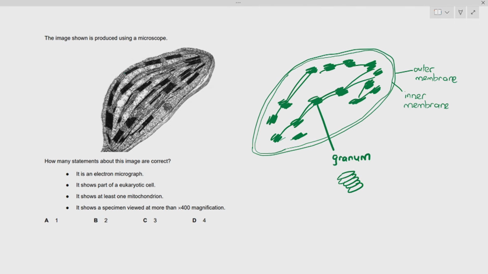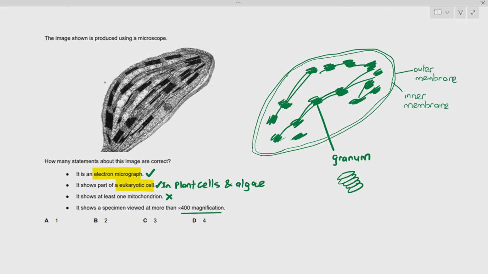Now, the granum is only visible using the electron micrograph. So the first bullet point, it is an electron micrograph, is correct. Second one, it shows part of a eukaryotic cell. That is correct because chloroplasts can be found in plant cells and algae, which are eukaryotes. This is not a mitochondrion. This is a chloroplast, so the third statement is wrong. And it shows a specimen viewed at more than 400 magnification.